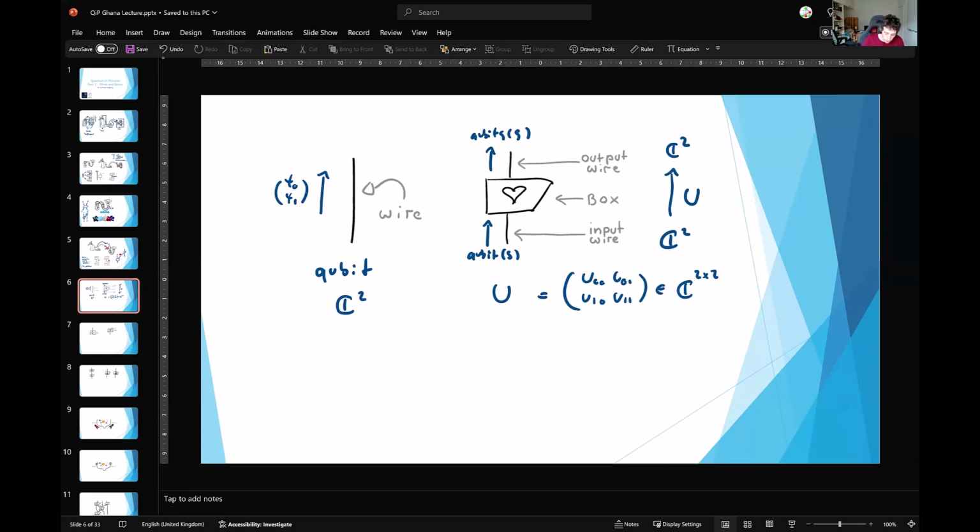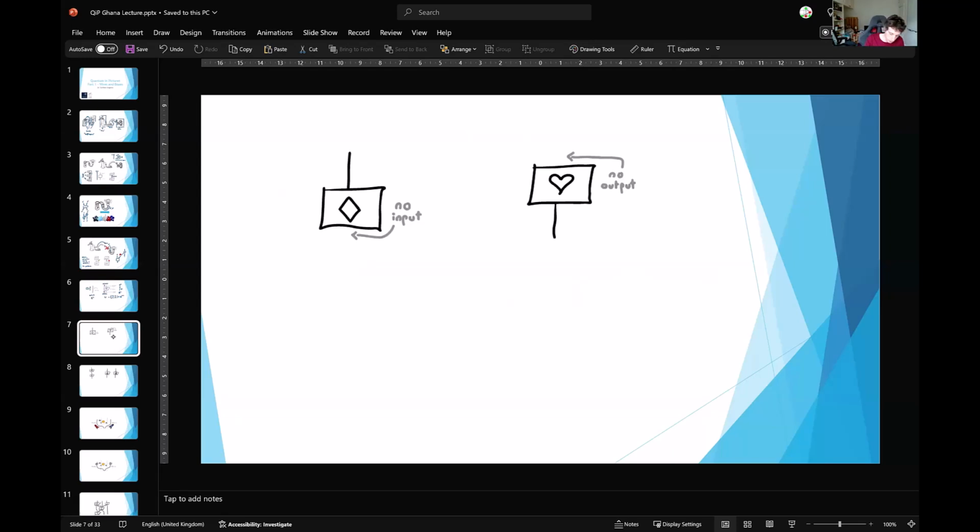More generally, you could have boxes with multiple wires coming in and going out. And I will tell you in a second what those correspond to in more traditional terms. But before I go there, there are some special cases, which are known as states and tests, which correspond to recipes to create one or more qubits out of nothing, and something that takes one or more qubits and consumes them.